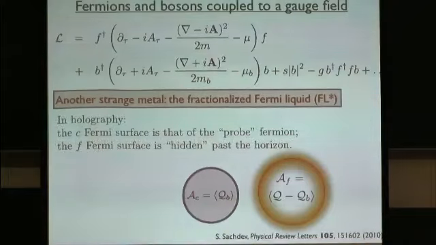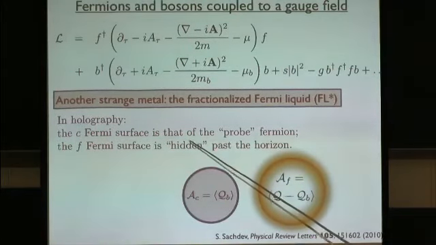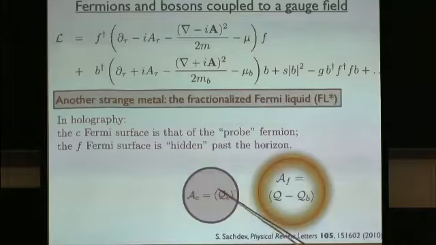And so to connect with what John talked about in holography, this C Fermi surface is the gauge invariant fermion that you're measuring, whose Green's function holography is measuring. And the F Fermi surface so far has not really appeared. It's hidden past the horizon.